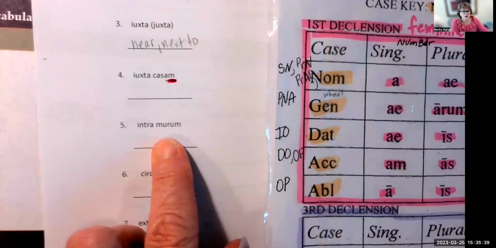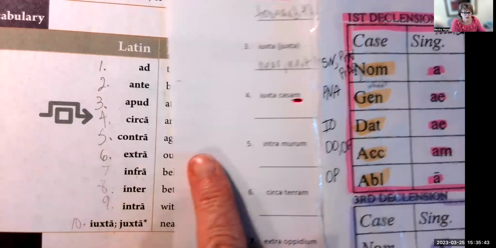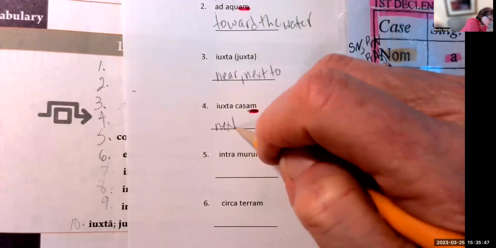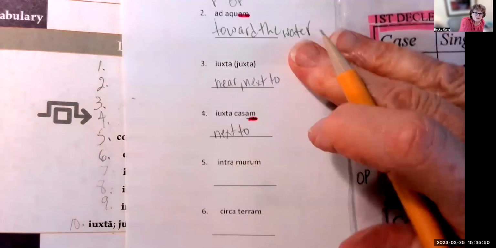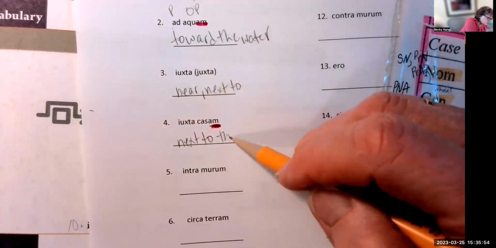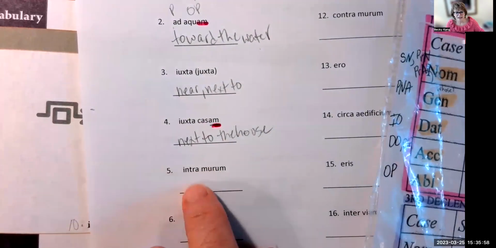Intra. Ooh, okay. What is it? Wait, you didn't translate that. Okay. So what was it? It was near or next to. I'm going to put next to because I feel like it. Next to, what is casa? The house. Next to the house. Okay. Good for me. All right.